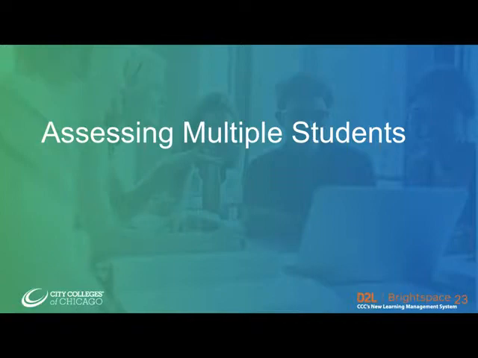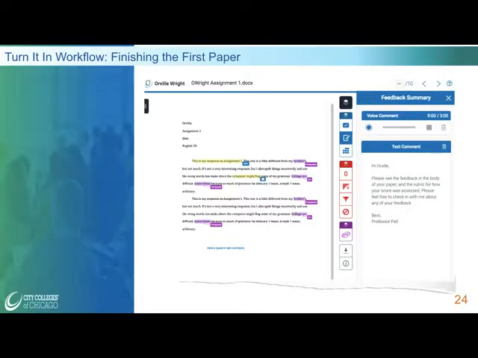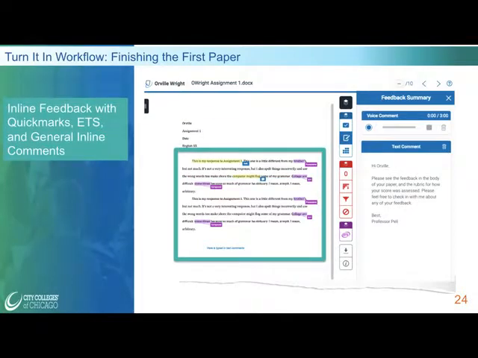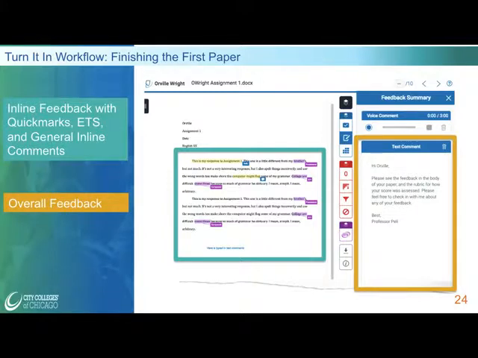Assessing multiple students. Finishing the first paper. I have finished assessing my first student, Orville. As you can see, I provided Orville with quite a bit of inline feedback through quick marks, ETS, and comment bubbles. I've also provided Orville with general comments in the text comment box.